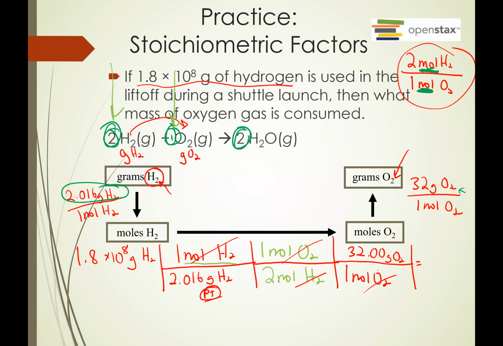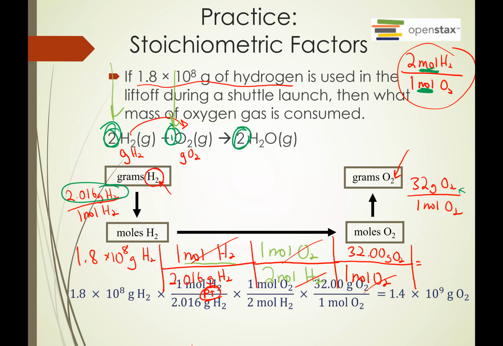How are we feeling on this? Seeing how important these units are? Really, the numbers are there to help us with our units, right? So when we do this, you end up with 1.4 times 10 to the 9th grams of oxygen. I almost had room. Here it is, I'll just leave it prettier.